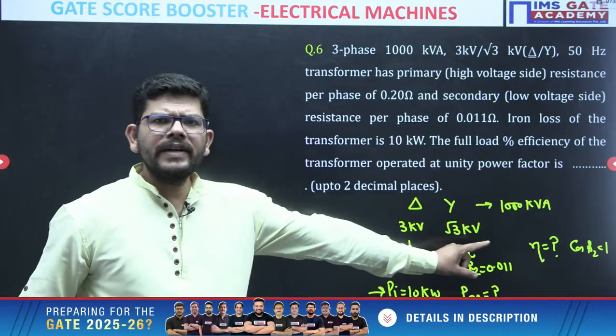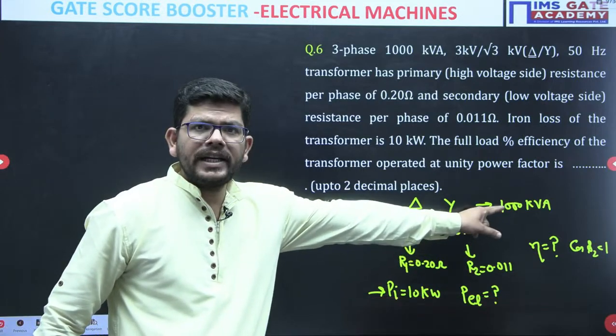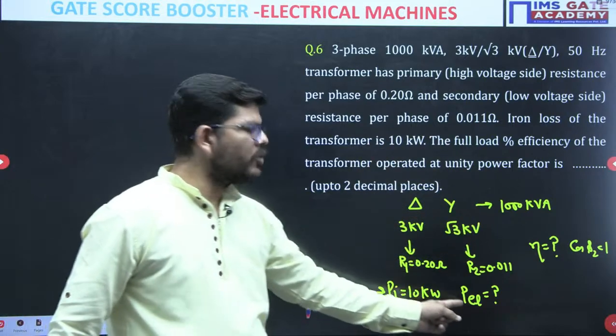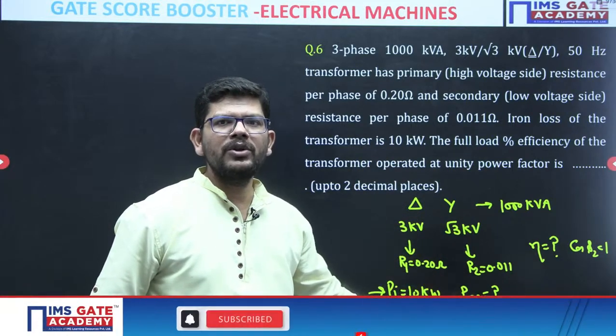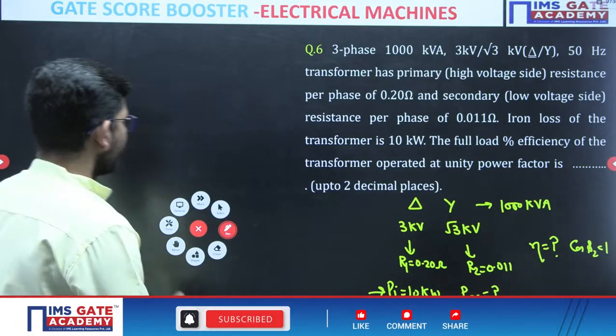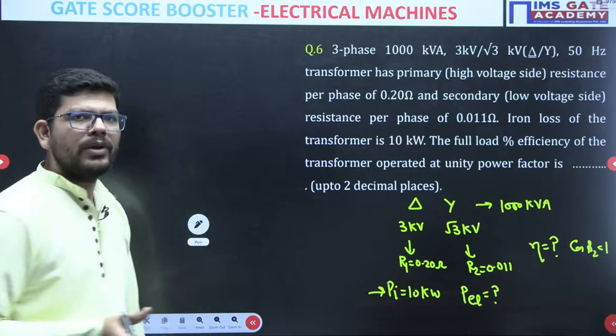So efficiency we can calculate easily. kVA rating is given to us, load rating is given to us. We need to have the copper losses. Once they are known to us, we can easily calculate the efficiency. So we will try to get this data, right? So how to calculate copper losses, right?